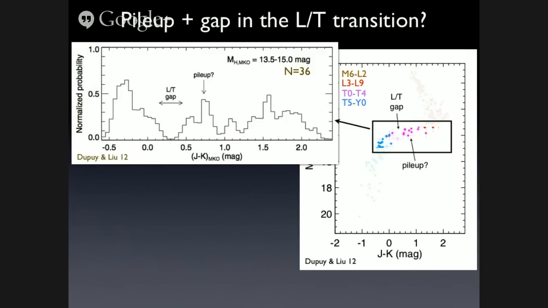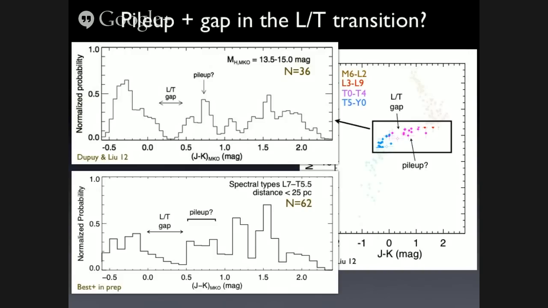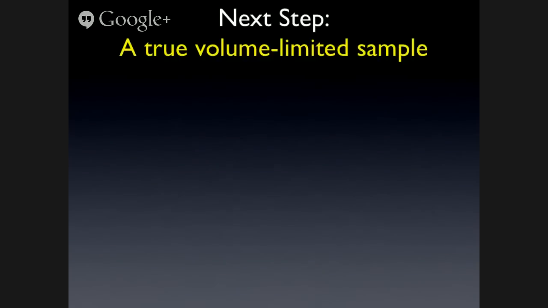So in our new pseudo-volume limited sample, we've got 62 objects. We still see the gap, so it's becoming an increasingly real feature. And we also have this suggestion of a pileup, and possibly more structure as objects enter and proceed through the LT transition. Now, again, this is selected with a lot of photometric distances. What we really want is a true volume limited sample. So that's what I'm going to be working on building for the next couple of years.